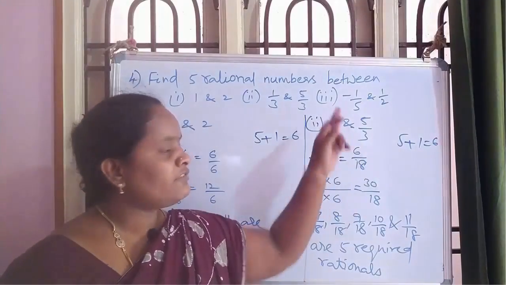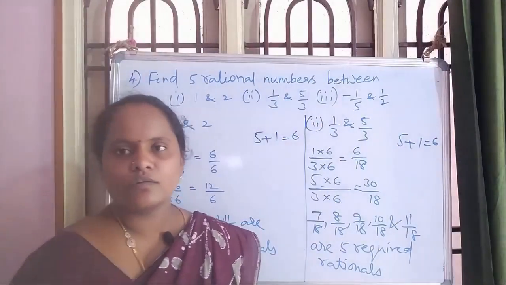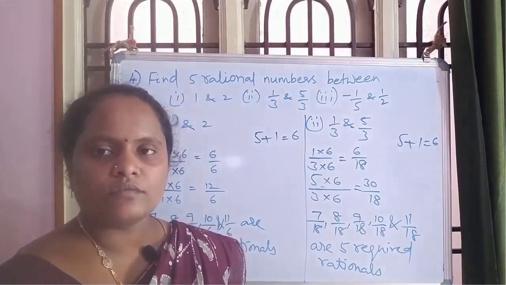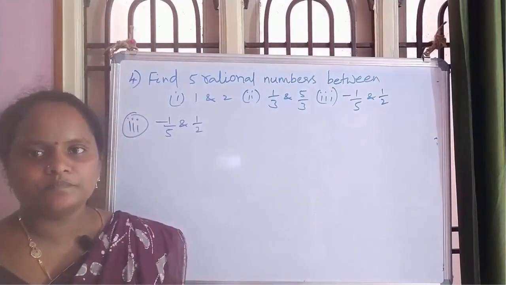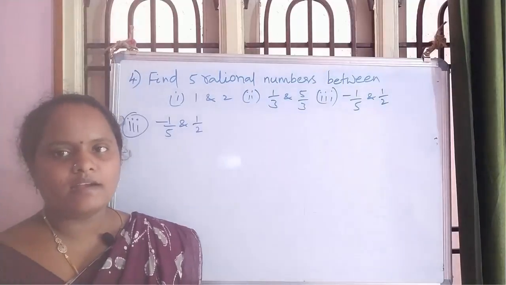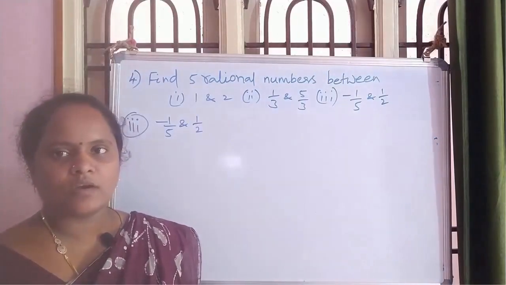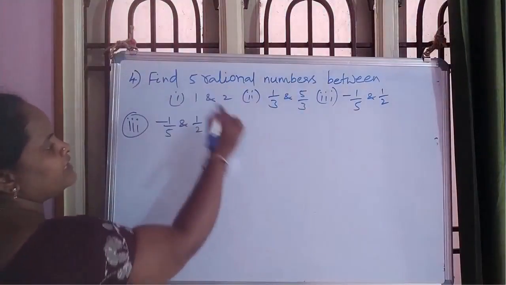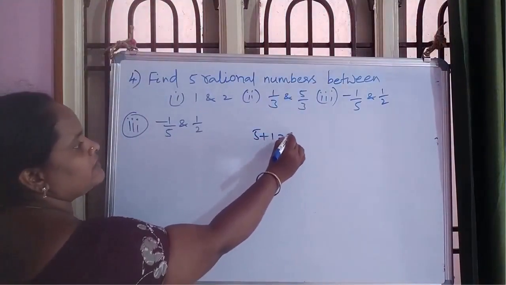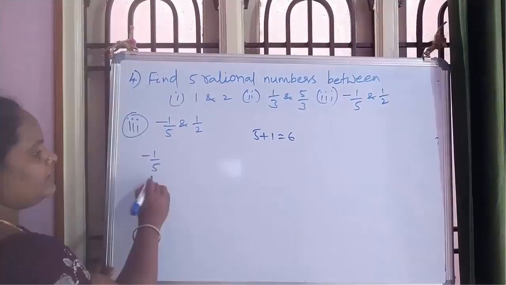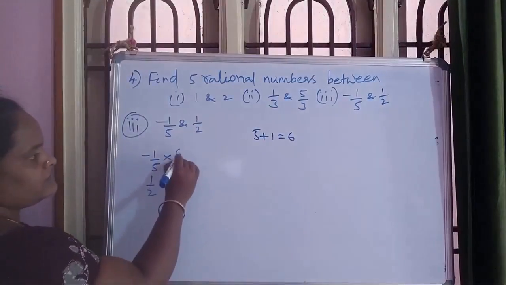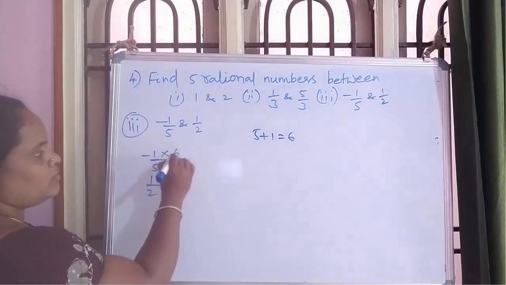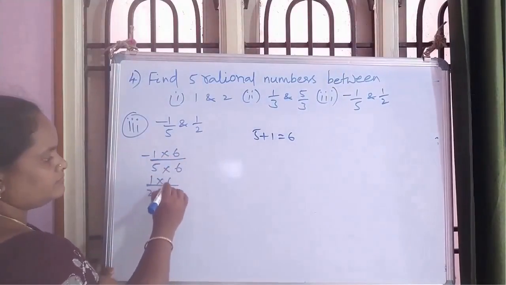Here different denominators are there. So in this case, how to find out 5 rational numbers? Now let us see. Third question, minus 1 by 5 and 1 by 2, different denominators. If I multiply, 5 rationals are asked, 5 plus 1, that is 6. If I multiply, what will happen? Let us see. 6 by 6.